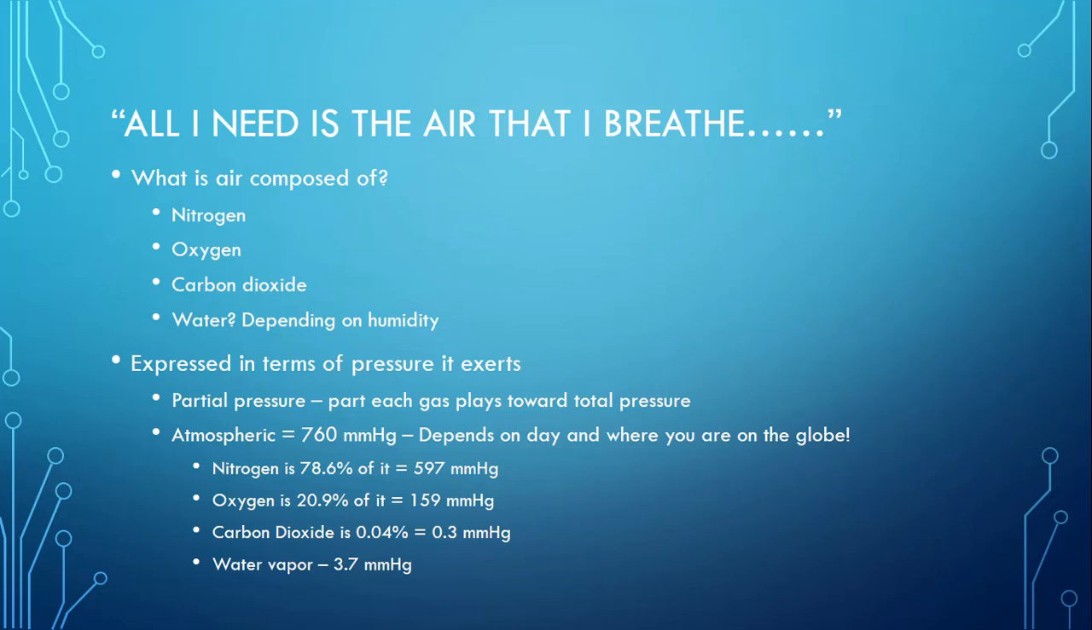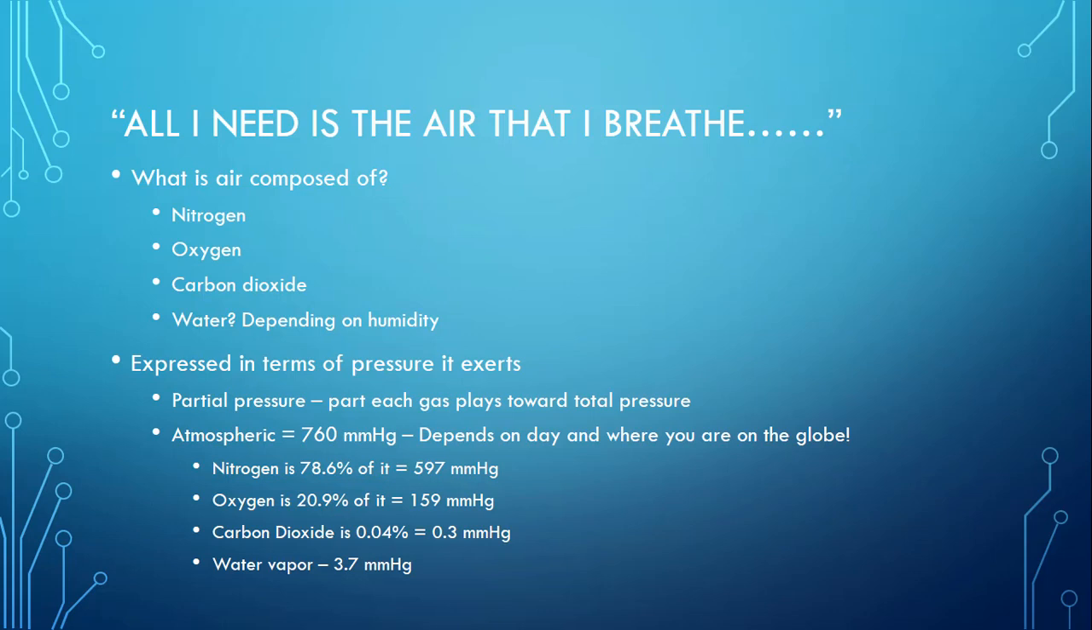But this is trying to simplify what it's talking about in the book, but it's expressed in terms of pressure it exerts. So the atmospheric pressure is 760 millimeters of mercury. Okay, now it's measured that way because that was the old way of measuring pressure. And it depends on the day and where you are on the globe. So even in Denver, the atmospheric pressures can change slightly, but we're saying an average is 760 millimeters of mercury.